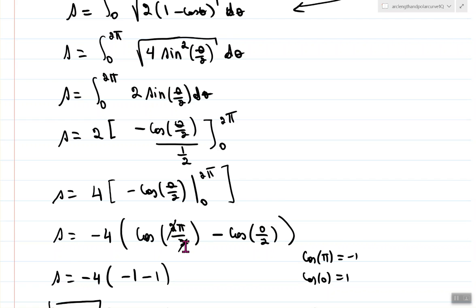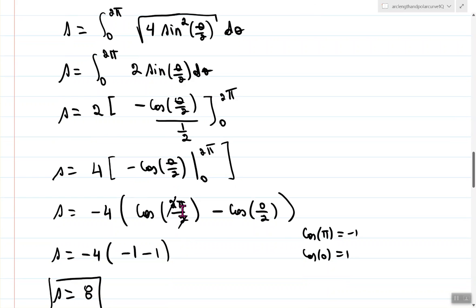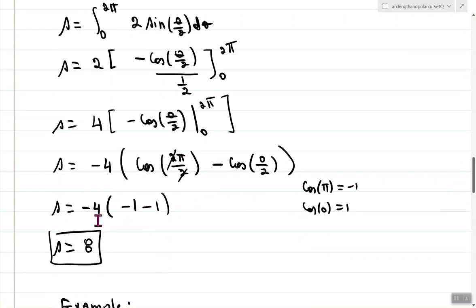So 2 pi first. I get 2 pi over 2, which is just pi, cosine of pi. And then a 0 for theta gives you cosine of 0. Cosine of 0 is 1. Cosine of pi is negative 1. So you get negative 1 minus 1, which is negative 2. Negative 2 times negative 4. So negative here is this negative that we took from here. So negative 4 times negative 2 is negative 8. That's the arc length for that particular polar curve.